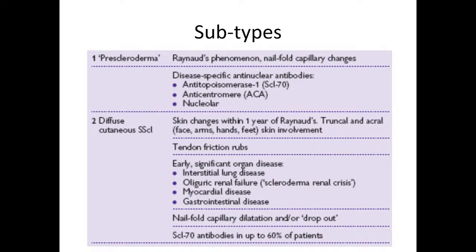Coming to diffuse cutaneous, it implies that both upper limb and lower limb can be involved, both proximal, meaning above elbow and above knee involvement of the skin, and truncal involvement will be there. The face can be involved in both limited as well as diffuse cutaneous. If trunk is involved and above elbow, above knee skin involvement is there, we think more in terms of diffuse cutaneous. While if it's limited to below elbow, below knee and trunk is spared, we'll think more in terms of limited cutaneous scleroderma.